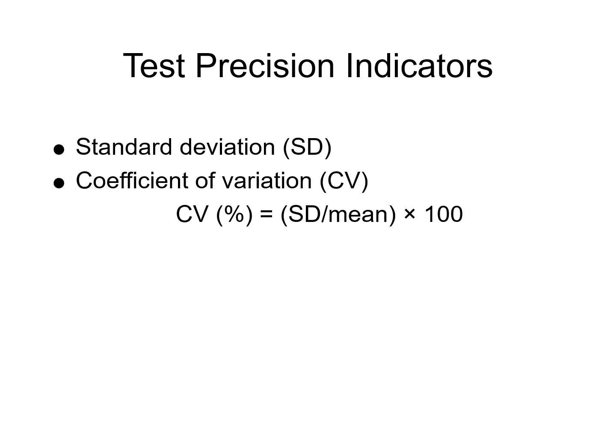Some test precision indicators that are used. We have standard deviation. The definition of this is that it is a measure of how much individual test results deviate from the mean of a set of repeated measurements. The purpose of the standard deviation is that it helps quantify variability in test results and helps identify inconsistencies in assay performance.